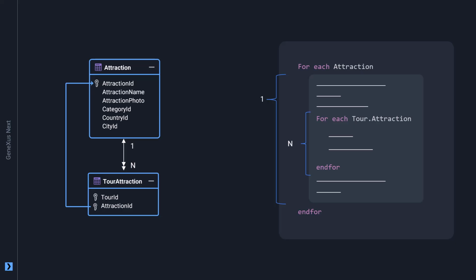It is this 1-to-n relationship between the 2 tables that makes GeneXus consider that for the nested browsing, we will want to retrieve only related records. And so it performs an automatic join.